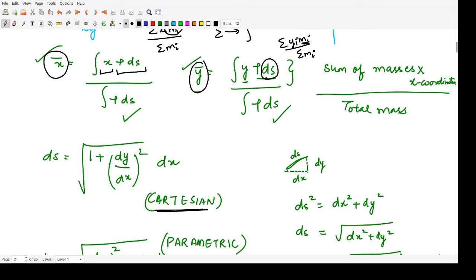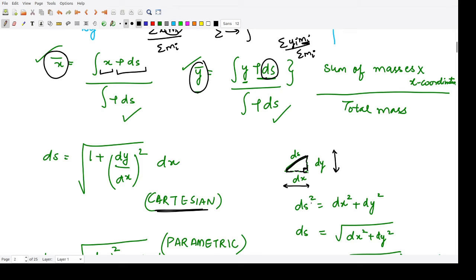So for this Cartesian coordinate, suppose this is your curve. What we can do is draw a perpendicular here in the vertical direction, and a perpendicular here in the horizontal direction. Now they would be perpendicular to each other. This distance would be dx and this small distance would be dy. So what would be this ds whenever this length is small? We can ignore the curve for the small length.